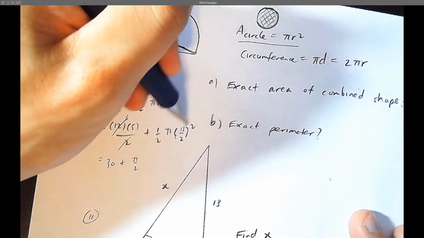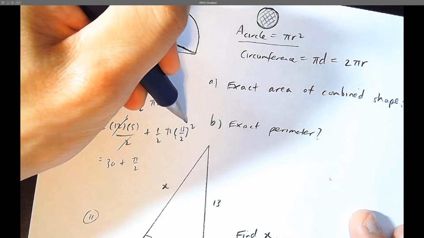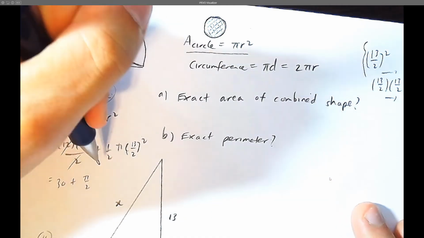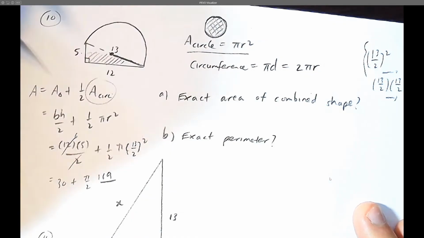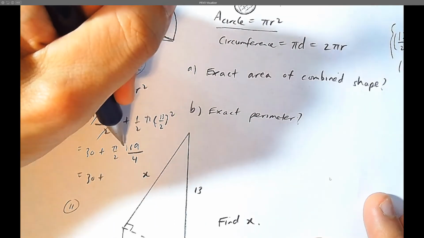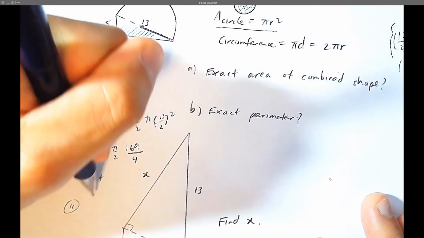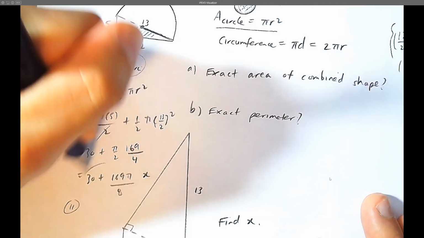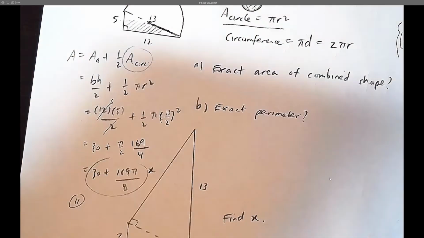And when you say 13 over 2 squared, you'll learn in the future that 13 over 2 squared, let me just work on the side here. 13 over 2 squared is the same thing as 13 over 2 times 13 over 2. So you multiply across. So 13 times 13 is 169. And then 2 times 2 is 4. So what we have is 30 plus pi times 169, which equals 169 pi. And 2 times 4 is 8. So here we have a nice answer.